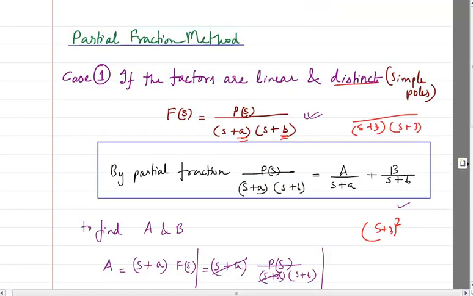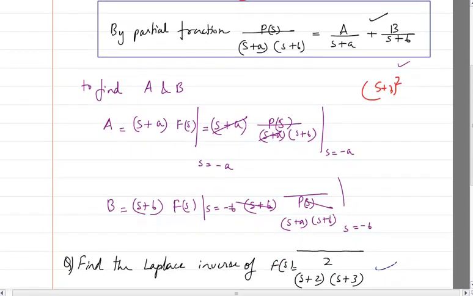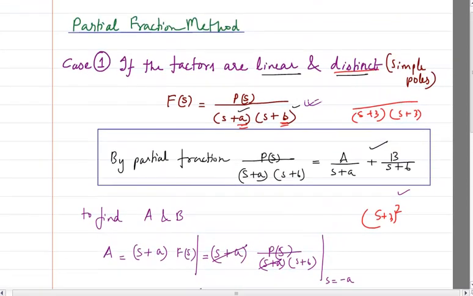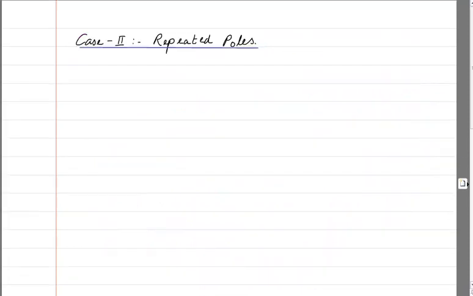Hello students. In the previous class we had looked at the partial fraction method, case 1, where we have linear and distinct or simple poles. So here we had two different distinct poles, and for partial fraction we had split them up into this form. And then to find a and b we had used a certain formula, and based on that we had done an example. Today we are going to look at the other cases.